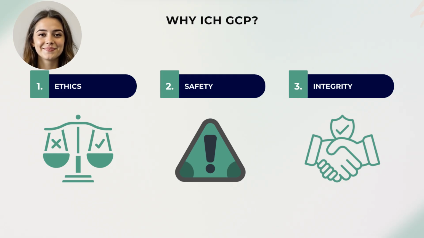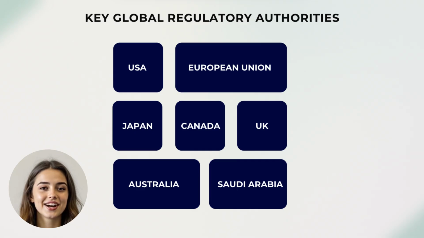If any one of these pillars is missing, the research cannot be considered valid or trustworthy. GCP is what holds all 3 together, creating a foundation that allows us to advance science responsibly while maintaining public trust. So when we talk about GCP, it's not just a set of regulations on paper. It's a shared global commitment to conducting research the right way, for the right reasons, and with the right protections in place. Let's talk about who enforces these standards in the real world.